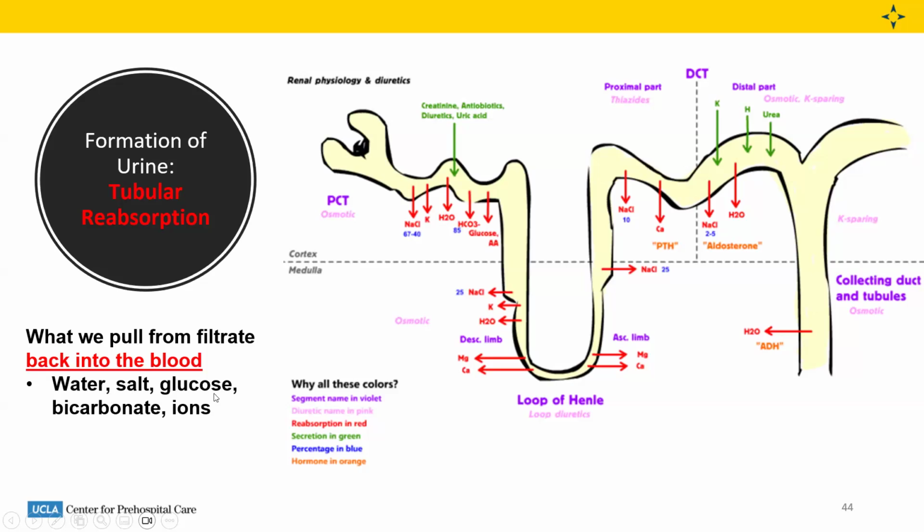So water, salt, glucose, bicarbonate, so our buffering system that we'll talk about, and ions, which is kind of dissolved salts. So all of these in red, essentially, we are wanting to reclaim back into our blood. We don't want to urinate that out. These are salts, potassium, bicarbonate, water, sugar, magnesium, calcium, right? So that's kind of what this is showing.